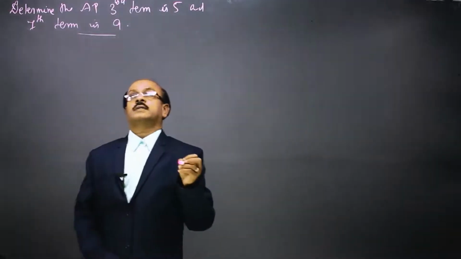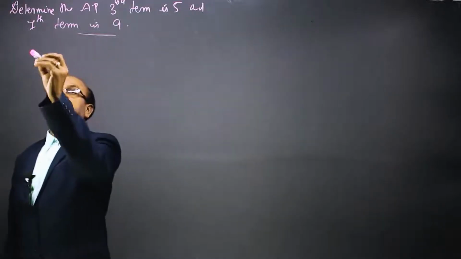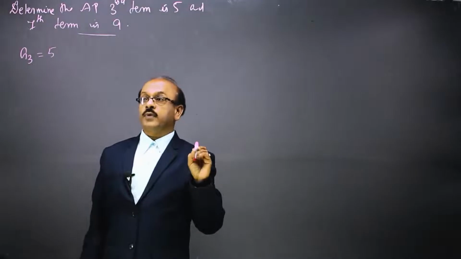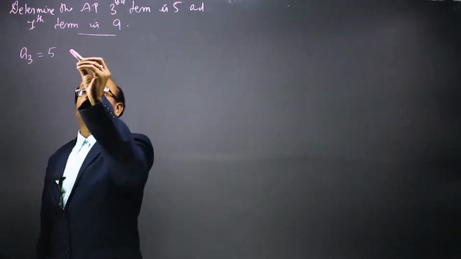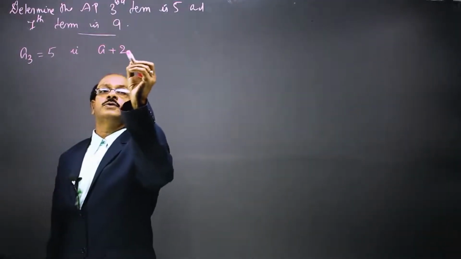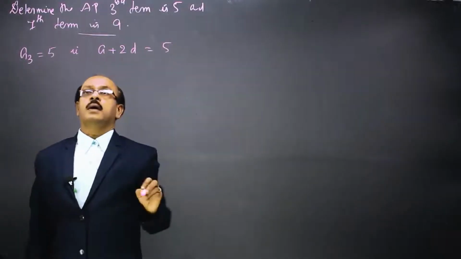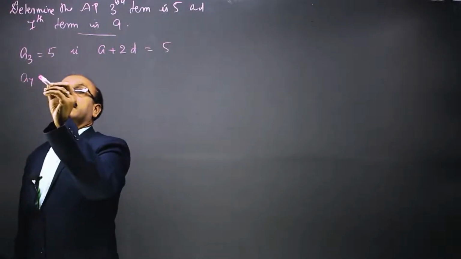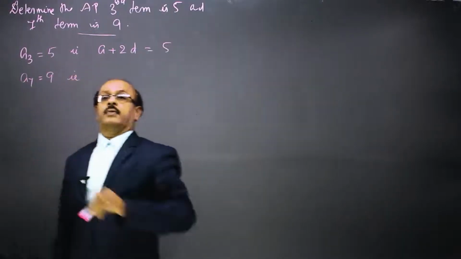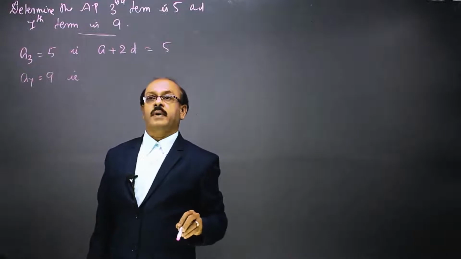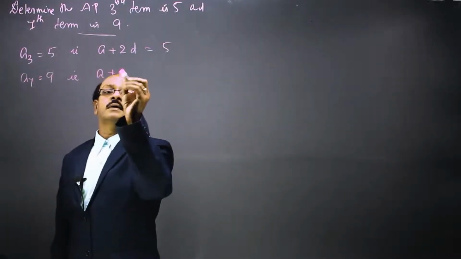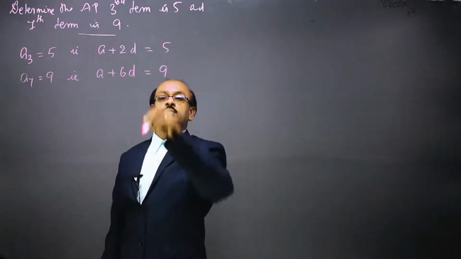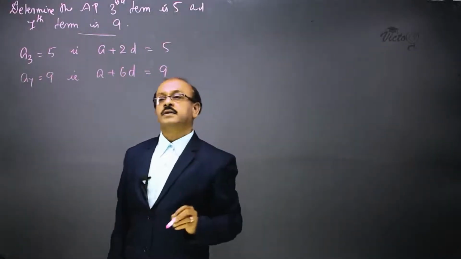Now, let us start from the third term. Third term is 5 means A3 is equal to 5. The equation of A3 is A plus 2D, that is A plus 2D is equal to 5. Again, it is given that seventh term is 9, means A7 is equal to 9, so A plus 6D is equal to 9. Now we have to solve these two equations for finding A and D.